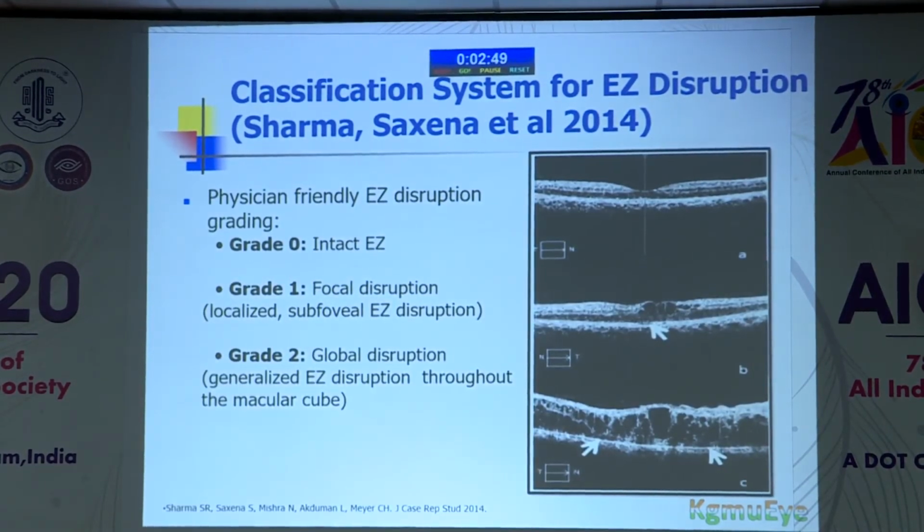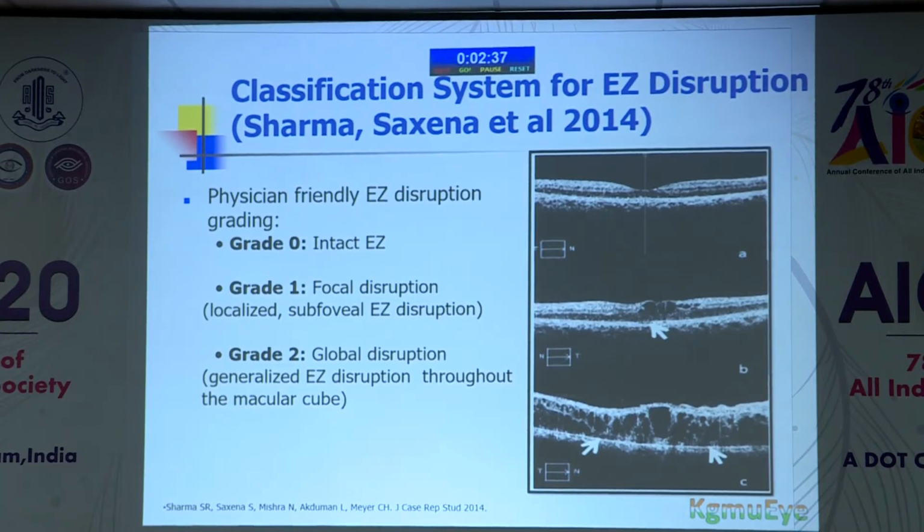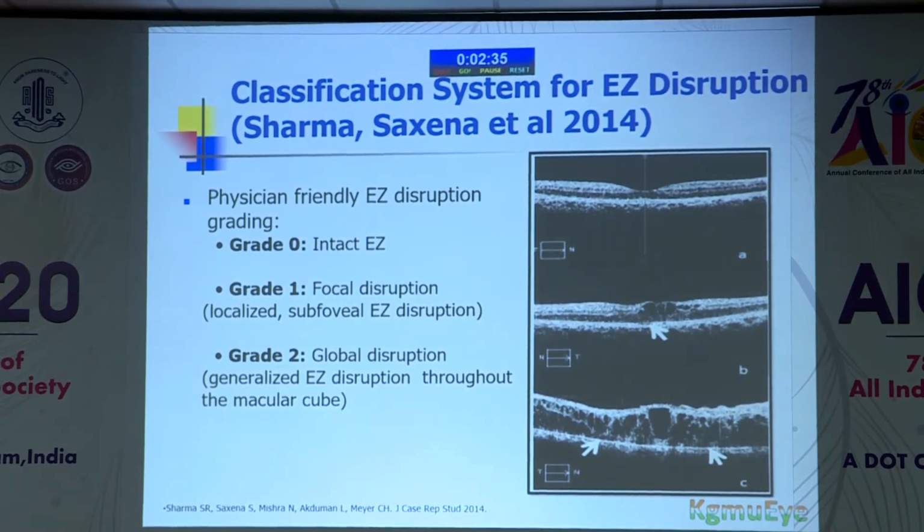Subsequently, as the concept of center involved DME and all these things are being developed, we also focused on the Zeiss OCT, how the whole of the macular cube goes around, and so we came out with a classification system focused on the ellipsoid zone, and that was later published in Retina also. And here what we found was that on a global level, we can have a disruption of the ellipsoid zone as a focal disruption as grade 1, and then as a global disruption as grade 2.